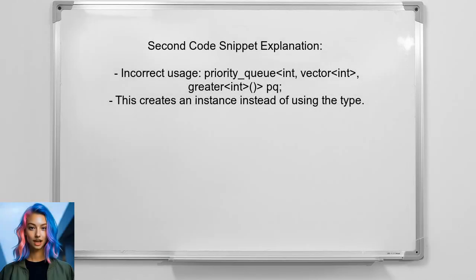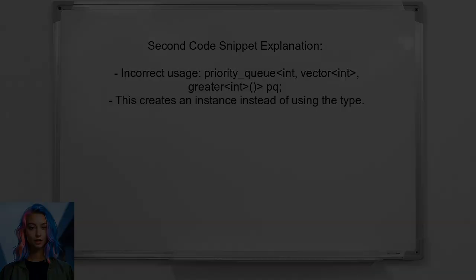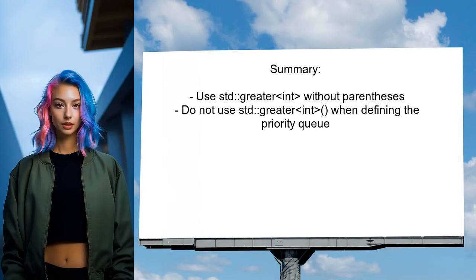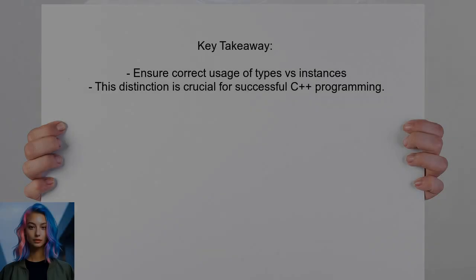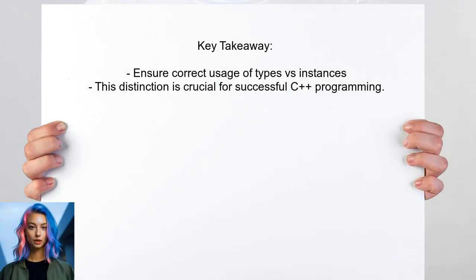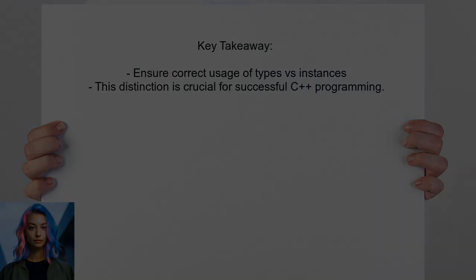In the second code snippet, the user mistakenly adds parentheses to std::greater<int>, creating an instance of the functor. This is not the correct way to pass the comparator to the priority queue template. To summarize, the user should remember that when passing a functor type to a template, they should not include parentheses. The parentheses indicate that an instance is being created, which is not what the priority queue expects. By following these guidelines, the user can ensure their code compiles correctly and functions as intended. Understanding the distinction between types and instances is crucial in C++ programming.